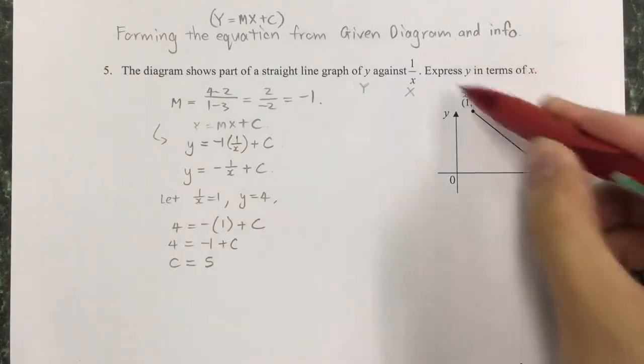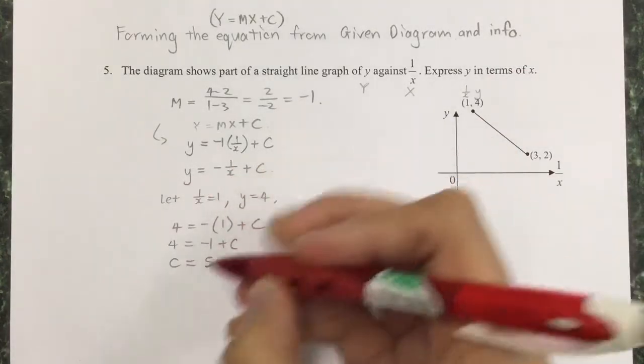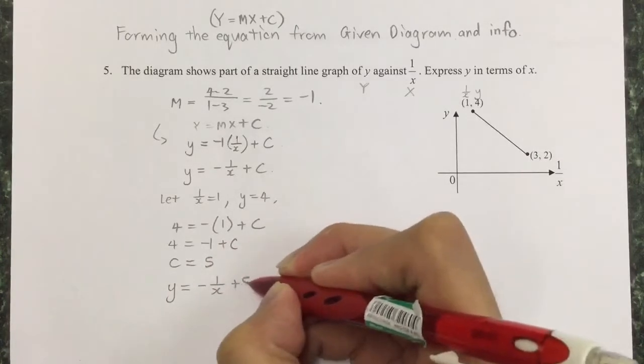So now, to fully express y in terms of x, I'll go back to this, now that we know our value of the y-intercept. So we have y equals negative 1 over x plus 5, and that's it.